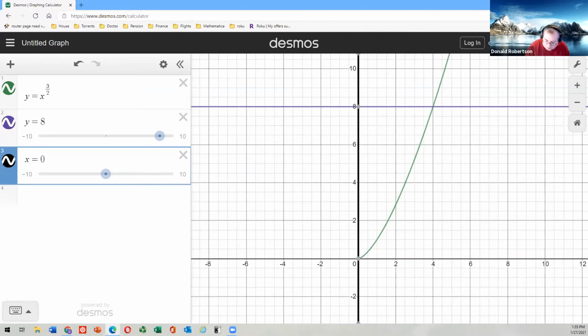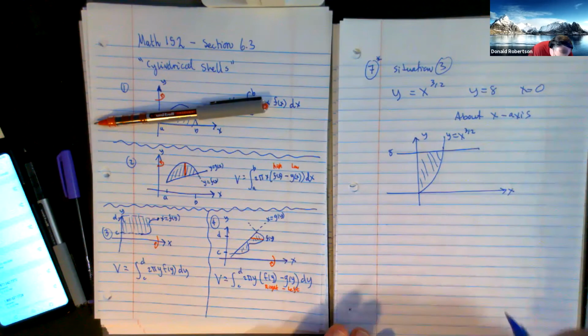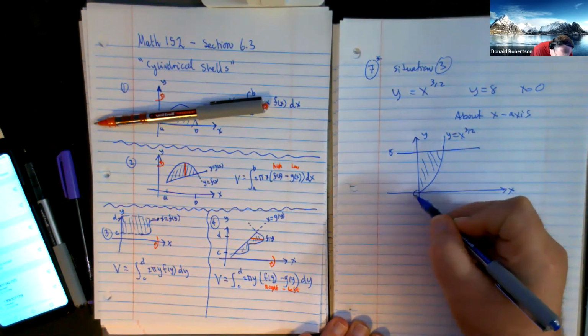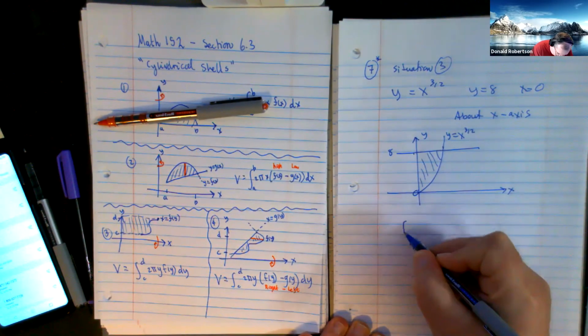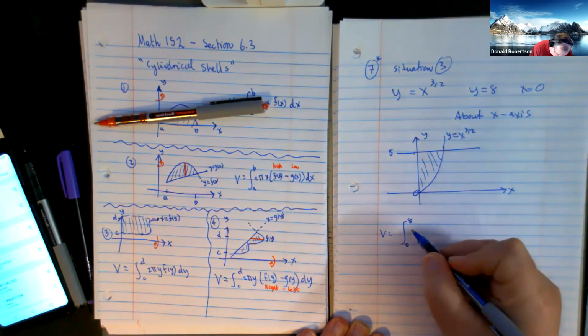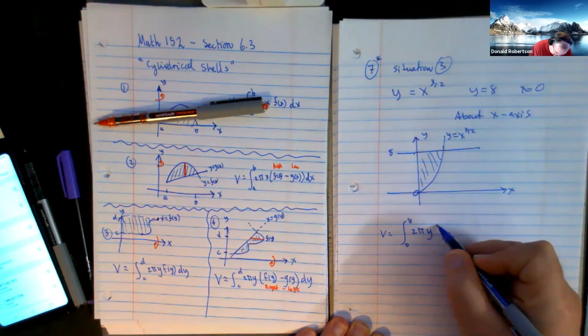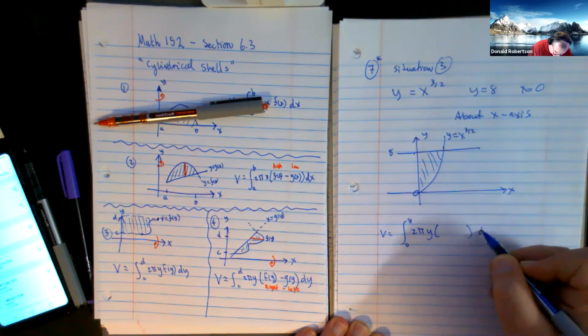Okay. So that was basically what Desmos was for, because you can't always draw something because you know what it looks like, right? You're going to have to do some Desmos work occasionally. So that's the guy we had. It starts at 0 and finishes at 8. So I know that it's 0 to 8. I know it's going to be 2 pi y. And it technically should be f of y dy.